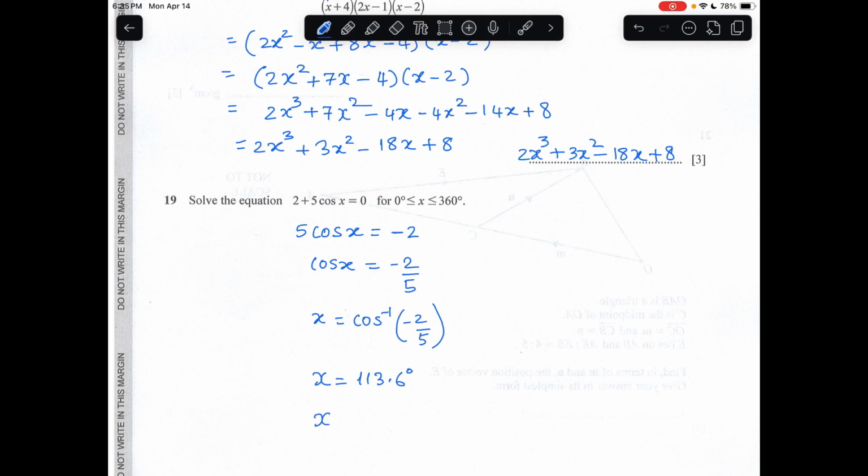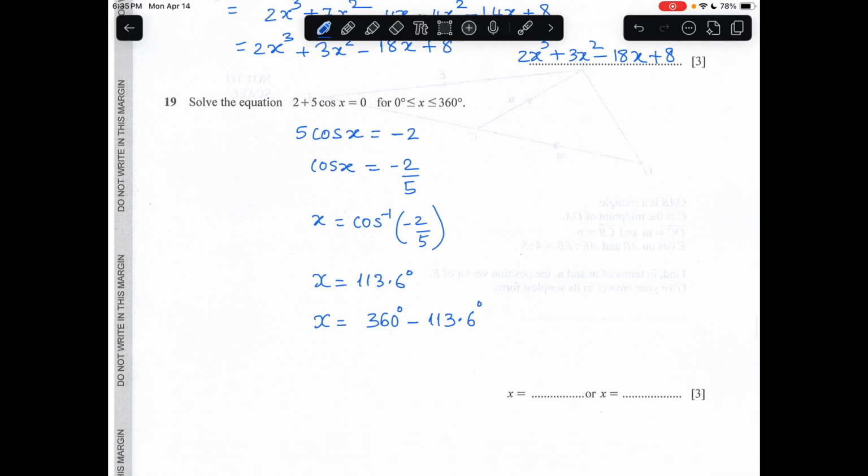Now for cos, the second angle is always 360 degrees minus the answer that you obtained. If you would like to know what the value is for sine, how would you do it? Please look at my playlist.